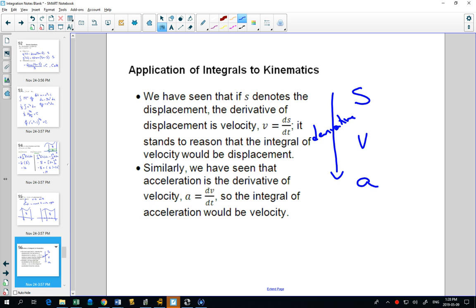This way is the derivative. But if we wanted to work backwards, we would have to integrate. So now we can have integration also help us with kinematics questions as well. Okay, and we've got some good questions coming up.